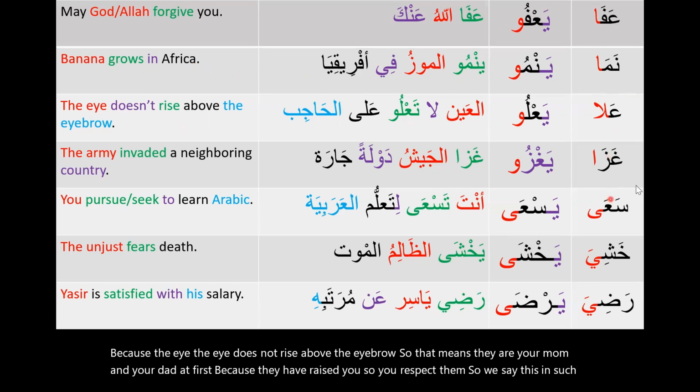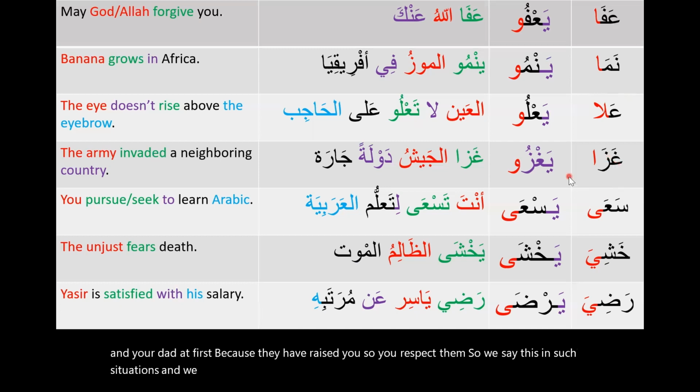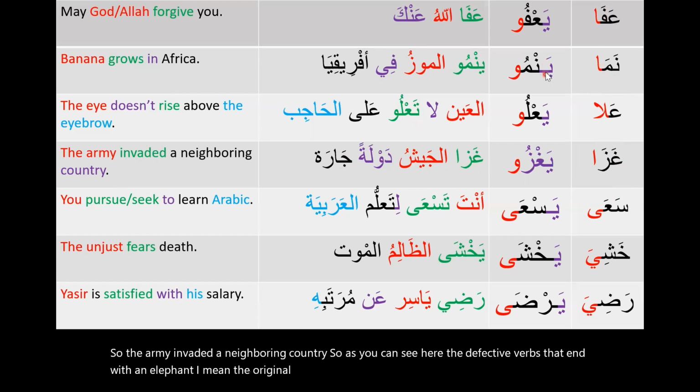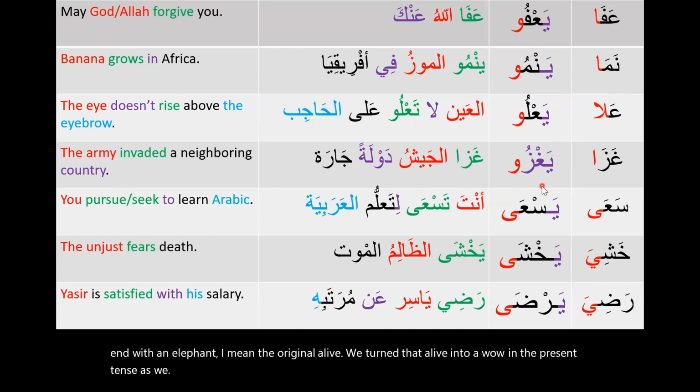And we have Gaza. Gaza is to invade. يغزو, that is the present tense. غزا الجيش دولة جارة أو دولة مجاورة, the same. So the army invaded a neighboring country. So as you can see here, the defective verbs that end with an alif, and I mean the original alif, we turn that alif into a waw in the present tense, as you can see here.